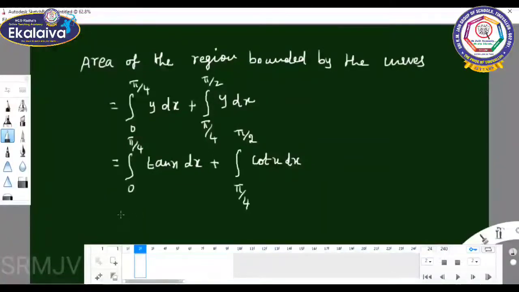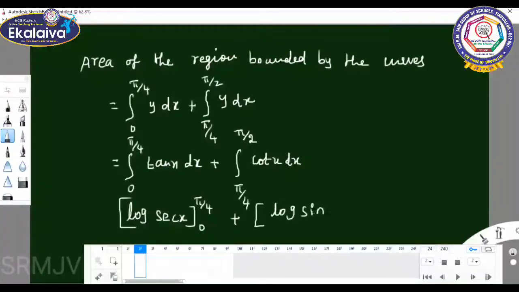What is the integration of tan x? Log of secant x, with limits 0 to pi by 4. What is the integration of cot x? Log of sin x, with limits pi by 4 to pi by 2.